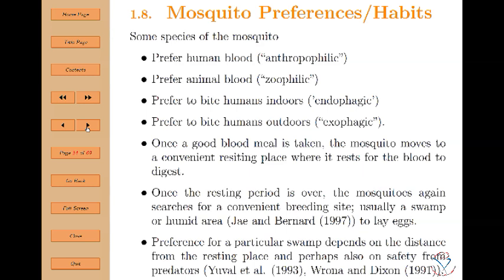The questions that we want to answer are questions like, what is the choice of a breeding site to go to, and what is the choice of a host to feed on? But preferences for a particular swamp depend on distance from the resting place and perhaps also on safety from predators.